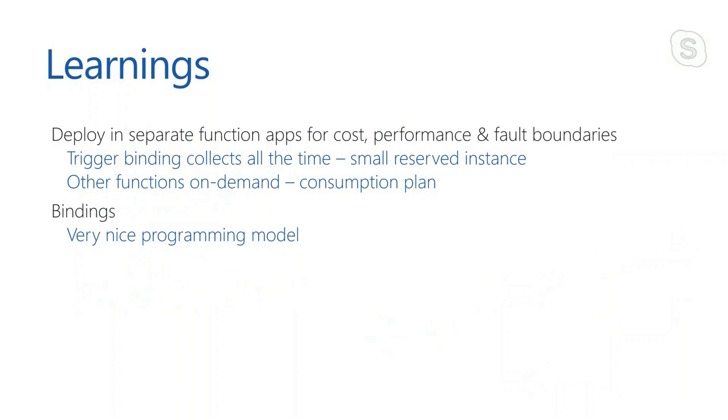So the nice thing about running this in separate function apps is that it makes sure that we have different fault boundaries, but also in terms of cost, this is interesting. Our trigger has to run in a provisioned instance, whereas the indexing can run in on-demand instances, so basically the pay-per-use model. If no one is using the indexer, if no one is using the API, we can run it there. So it's very nice to use that.